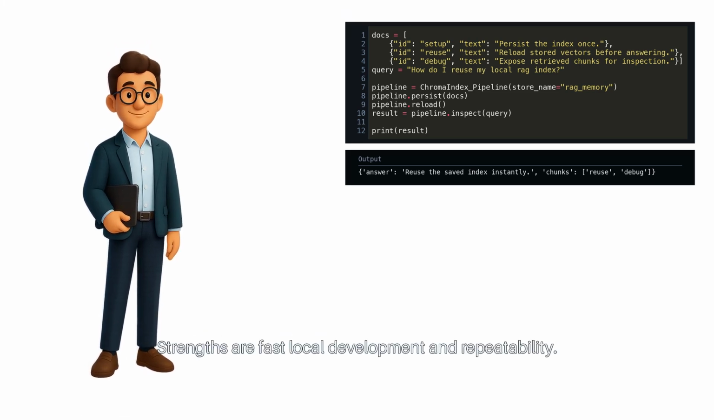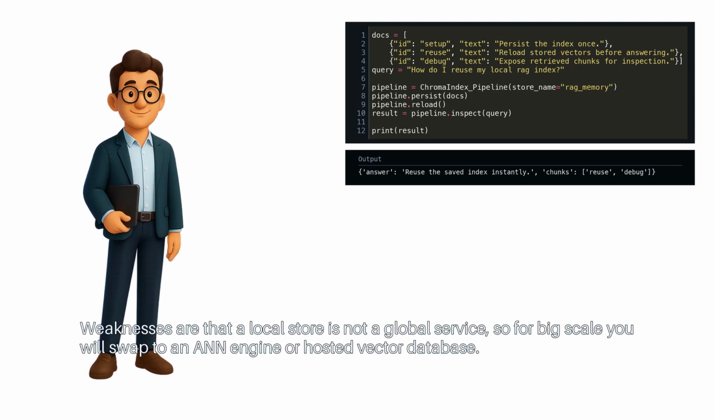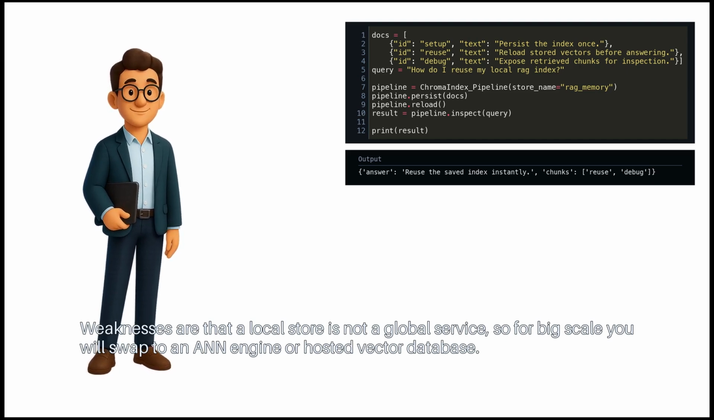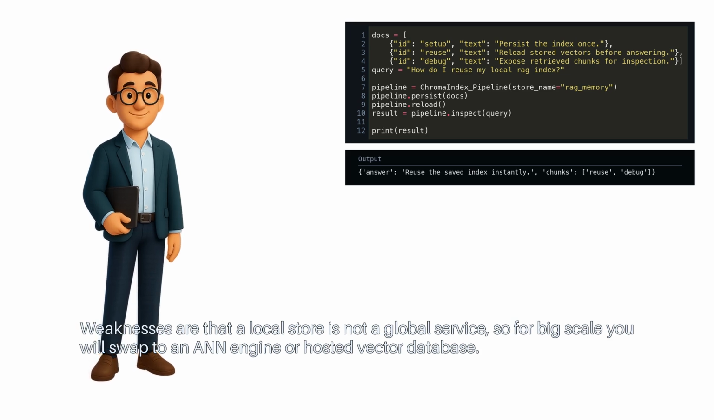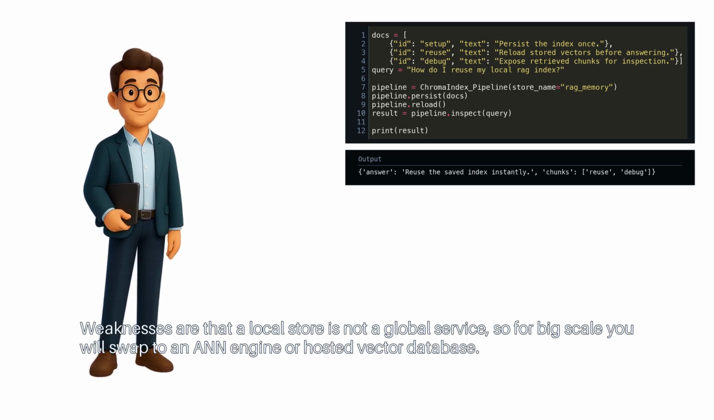Strengths are fast local development and repeatability. Weaknesses are that a local store is not a global service. So for big scale, you will swap to an ANN engine or hosted vector database.